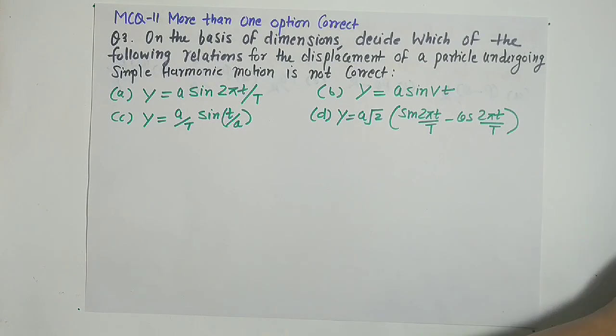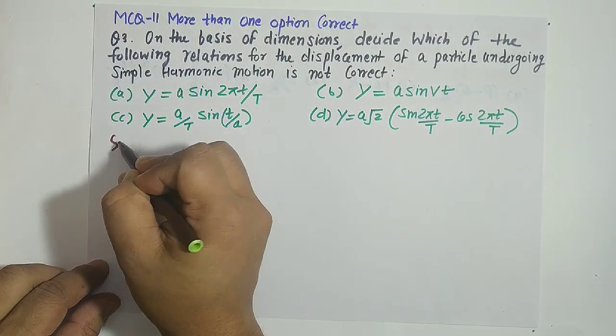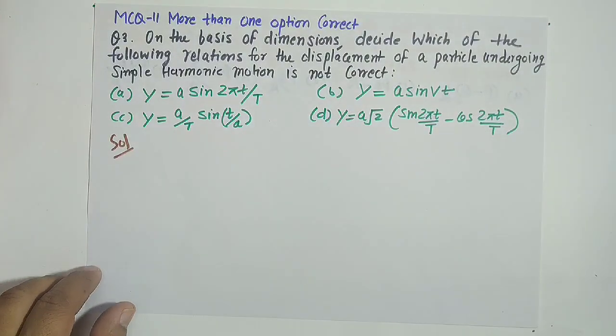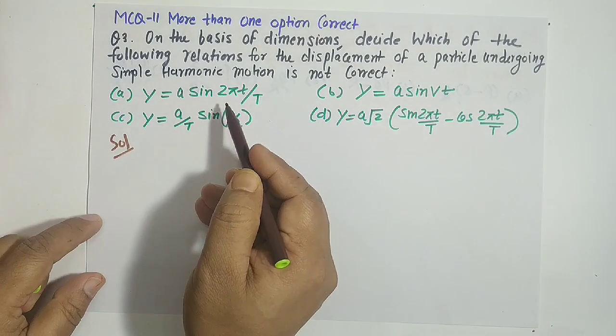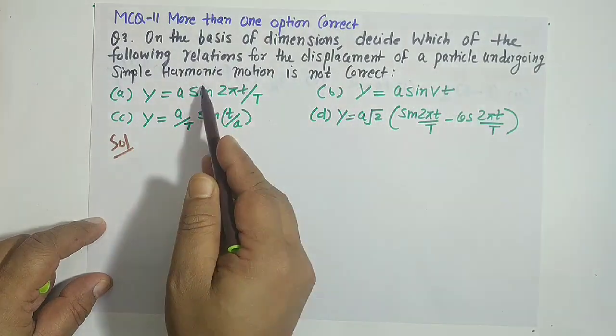When a body oscillates like a pendulum. So we have to just find out whether these equations are dimensionally correct or not. So we'll check them one by one. The question asks which relation for the displacement is not correct.